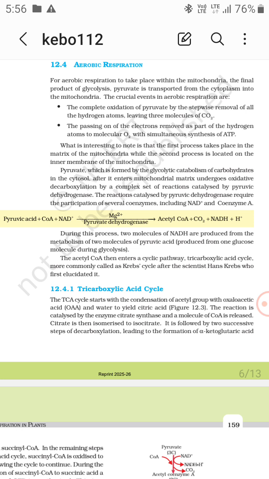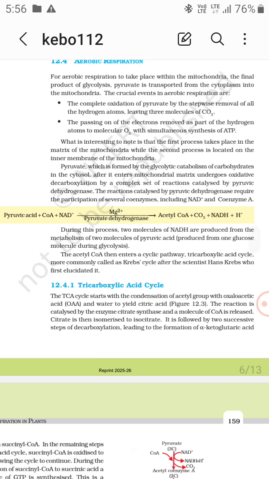Okay, the first process takes place in the matrix of the mitochondria, while the second process is located on the inner membrane of the mitochondria.